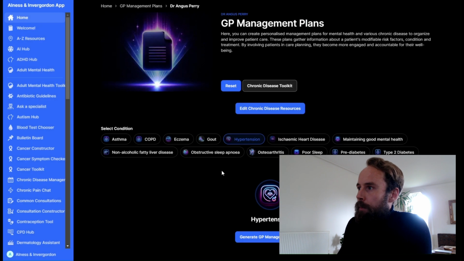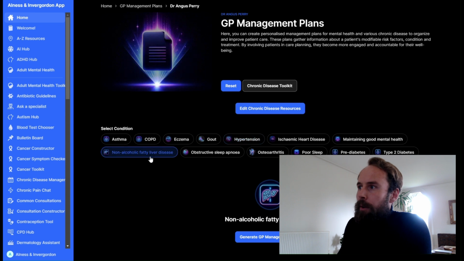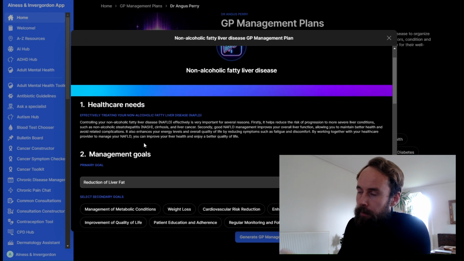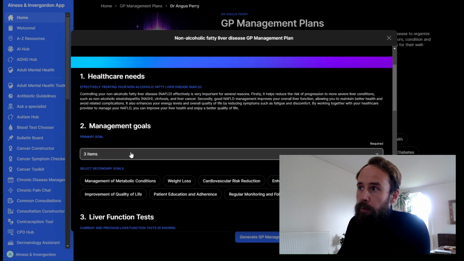I'll just do one more example. So if we take, let's choose non-alcoholic fatty liver disease. So let's choose that one. And again, it's slightly different to the hypertension one. So we've got the need here. So there's a description of what it is. So what are the management goals? So you can choose what are their primary goals. So reduction of liver fat, maybe the liver function is deranged, so we want to improve that. And also we want to prevent the progression of disease. So we can choose all three of those goals.